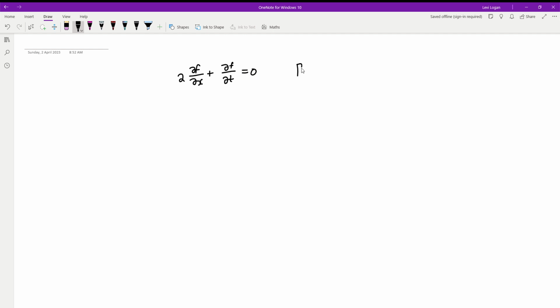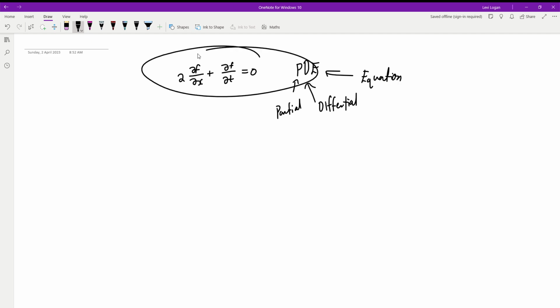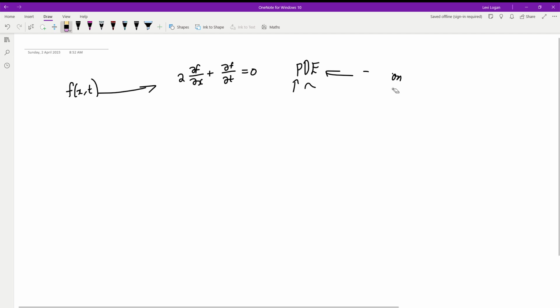This is called a PDE, and that stands for partial differential equation. Now, how do we solve something like this? Because we want to find a function of x and t that satisfies this equation. How would we do that?